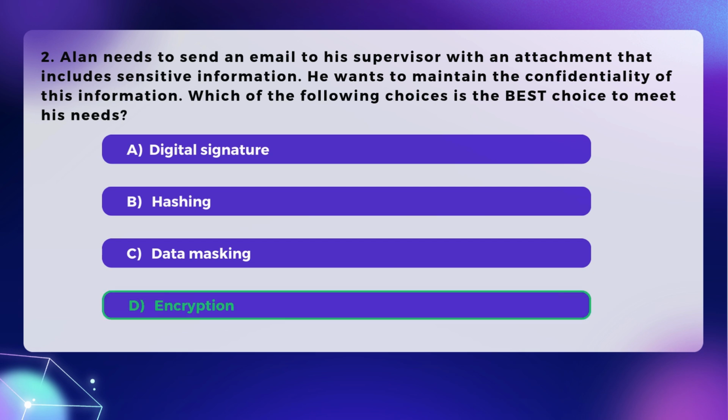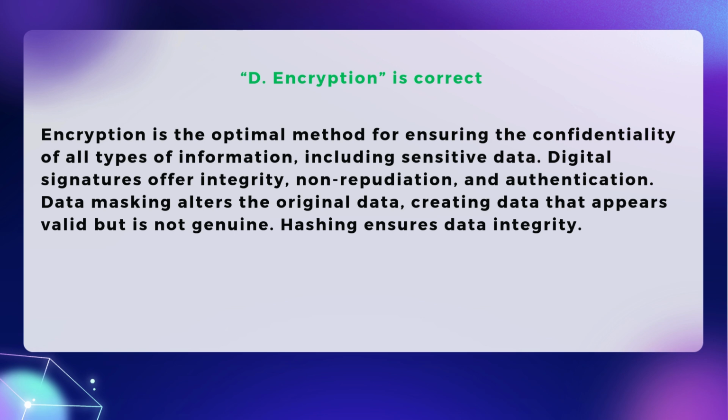The correct answer is D. Encryption. Encryption is the optimal method for ensuring the confidentiality of all types of information, including sensitive data. Digital signatures offer integrity, non-repudiation, and authentication. Data masking alters the original data, creating data that appears valid but is not genuine. Hashing ensures data integrity.